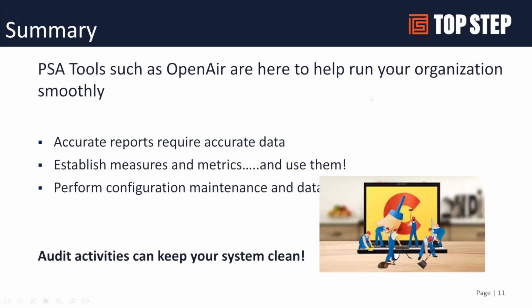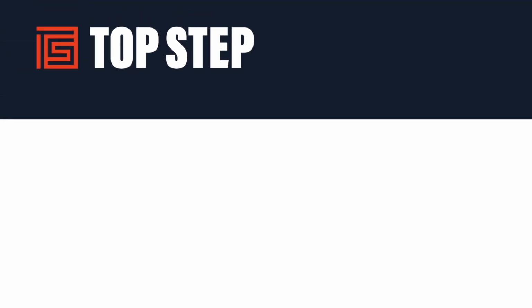So in summary, tools like OpenAir are here to help you run your organization smoothly. Accurate reports obviously require accurate data. Metrics and measures, use them, define those that are beneficial to your organization, and then constantly be reviewing them. And constantly be looking at your configuration maintenance and data maintenance. Keep your system clean, keep it uncluttered, and you'll get more out of it. You'll get a better return on your investment, and your end users will be more successful.